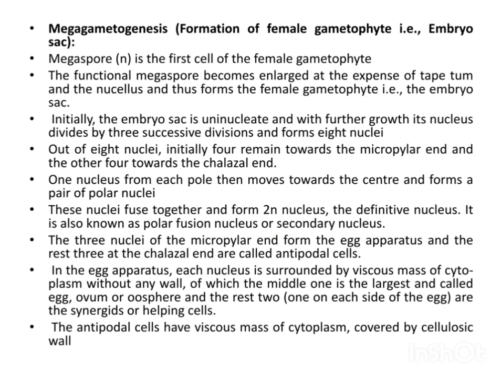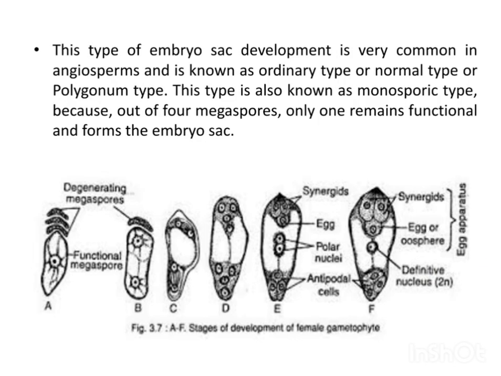From these 8 nuclei, 3 move towards the chalazal end, 3 move towards the micropylar end, and 2 remain at the center. At the micropylar end 2 synergids and 1 egg cell are present. At the chalazal end 3 antipodal cells are present. At the center, polar nuclei are present inside a large cell. So this type of development of embryo sac is called the polygonum type of embryo sac.